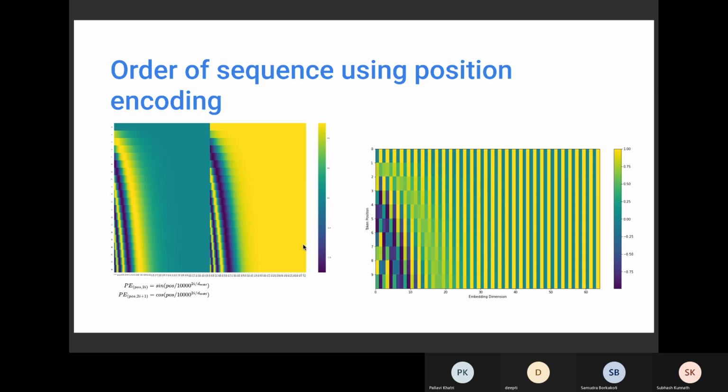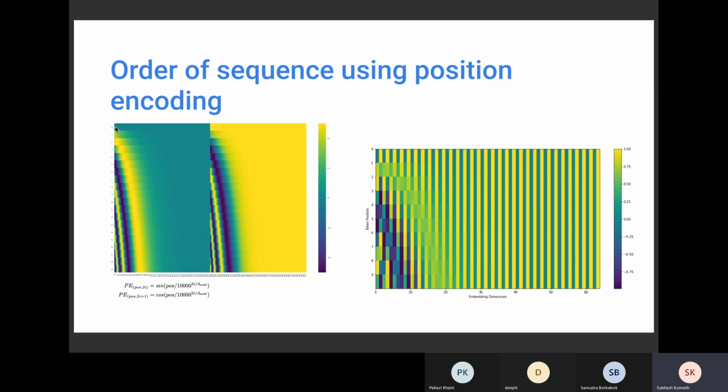They have proposed functions which generate these position encoding vectors. There are two sinusoidal functions proposed in the paper, and if you visualize it with color coding, the numbers vary between -1 and +1, and based on the values you can see how this heat map is generated.